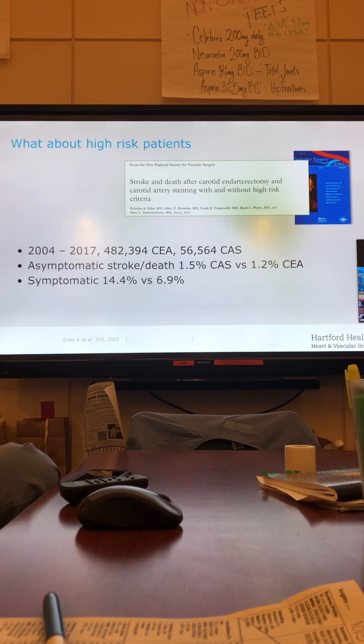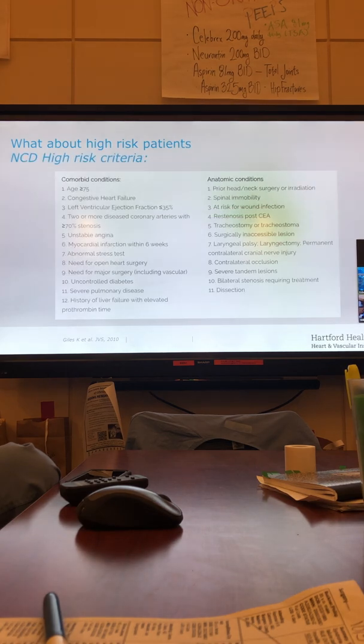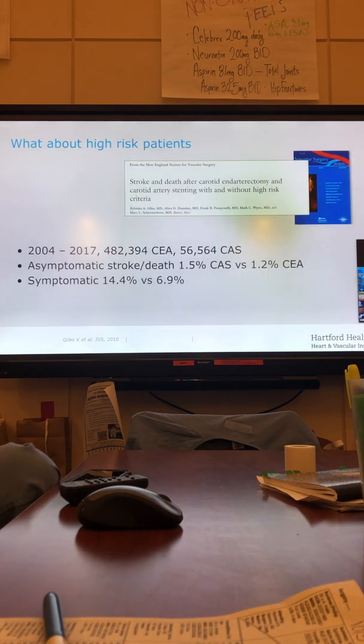Whereas for symptomatic patients with carotid stenting, the risk of stroke was way higher. So high-risk symptomatic patients, like the patients who we said should do better with stenting, actually do worse with stenting, way worse. Okay, so the risk of stroke and death with a high-risk patient is like 15%.